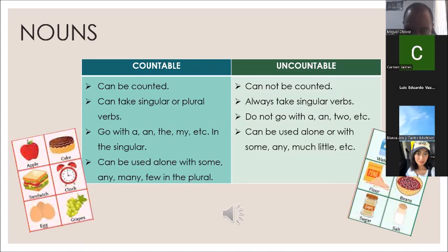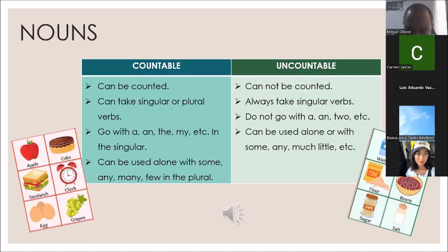Countable nouns. They can be counted. They can take singular or plural verbs. They go with a, an, the, my, etc. in the singular. They can be used along with some, any, many, few in the plural.